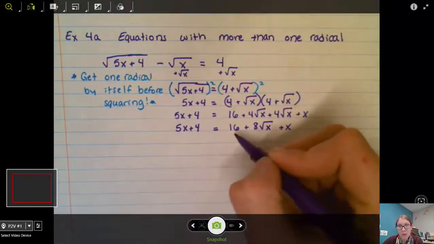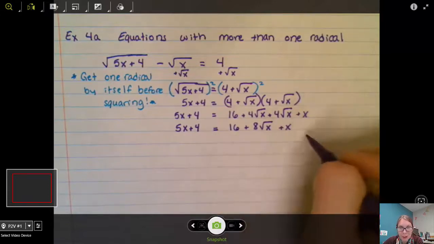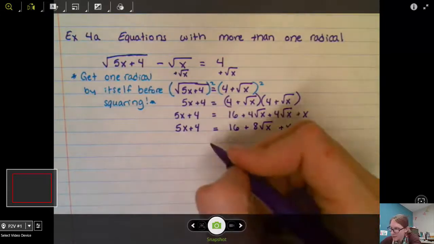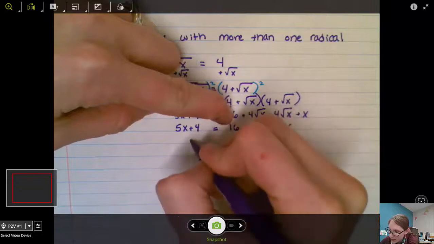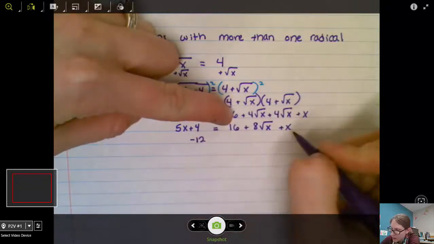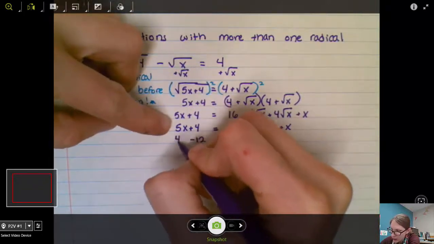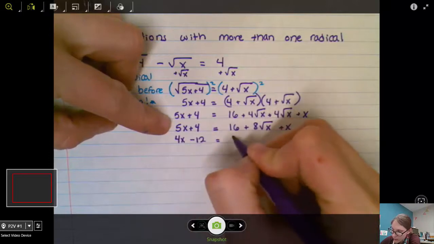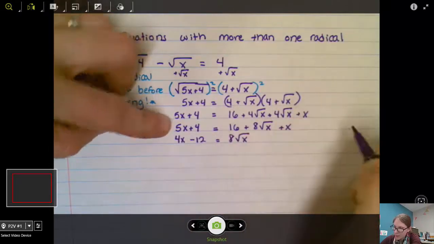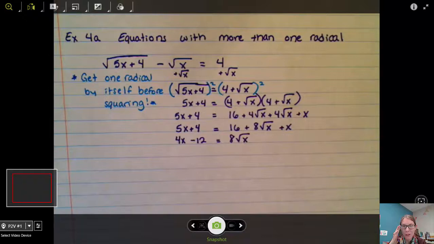Well, I might as well move my 16 over. Might as well move my x over. Minus 16 gives me minus 12 here. Minus x is 4x. 4x minus 12 equals 8 square root of x. Okay, now keep in mind, if you're like, whoa, where did that come from? Try rewinding and see if that'll help you figure out what just happened.